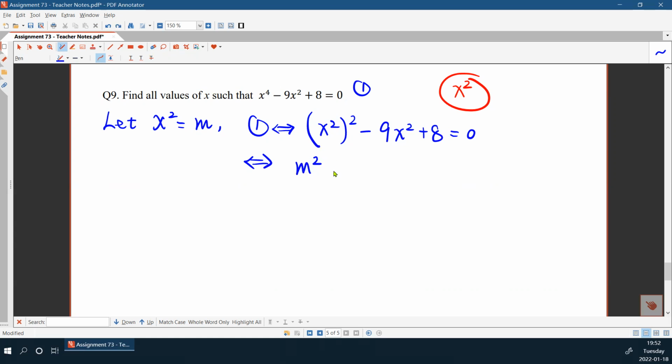And how about the second one? Negative 9 x squared. What is x squared now? X squared is m, right? You see that? So x squared is m. So let's put m here. Then plus 8, then equals 0. So first of all, we need to solve the value of m. As long as we can solve m, then we can solve the value of x. Understand?